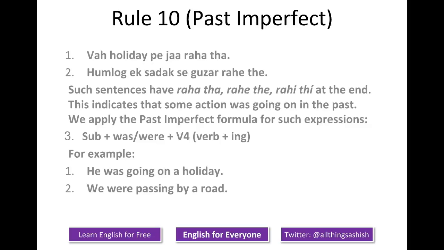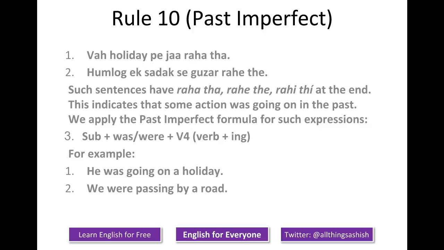A good to know information here would be that the past imperfect tense is also used to indicate that an action was interrupted by another action in the past. For example, he was going on a holiday when I called him. We were passing by a road when we met him. So an ongoing action in the past which is interrupted by another action is another way in which we can use the past imperfect formula.